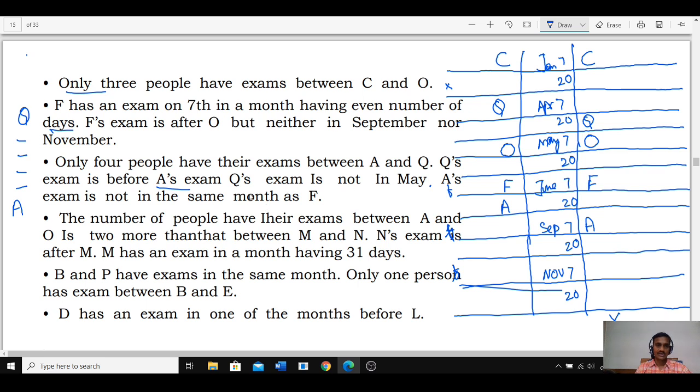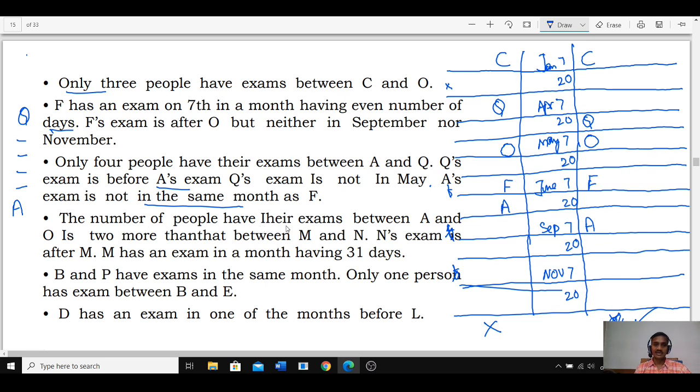Then next one, A's exam is not in the same month as F. A and F cannot have in the same month. కానీ ఇక్కడ A కి F కి సేమ్ మంత్ లో వస్తుంది చూడండి, మనకి A and F are having in the same month, and this is not possible. Now this is a valid case. అందుకే పాసిబిలిటీస్ ఎక్కడ ఉంటే అలా రాసుకుంటూ వెళ్ళిపోవడమే. ఇక్కడ మనకి A కి F కి సేమ్ మంత్ ఎగ్జామ్, ఇక్కడ A and F డిఫరెంట్ మంత్.